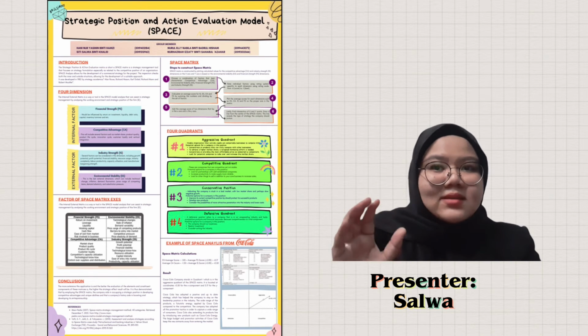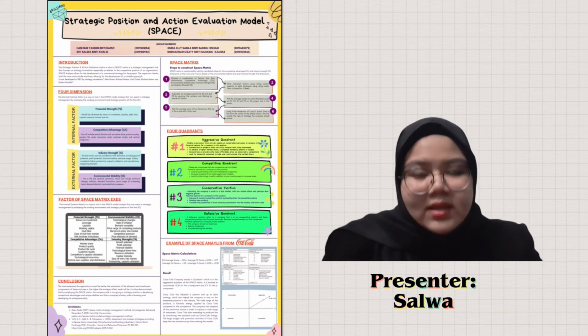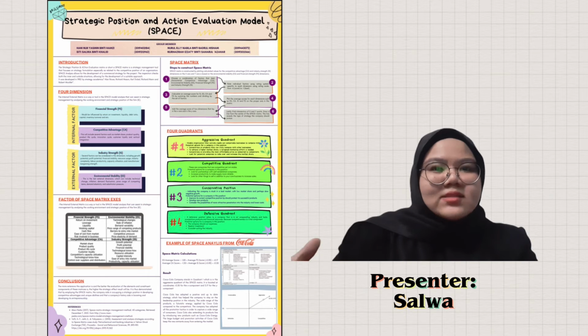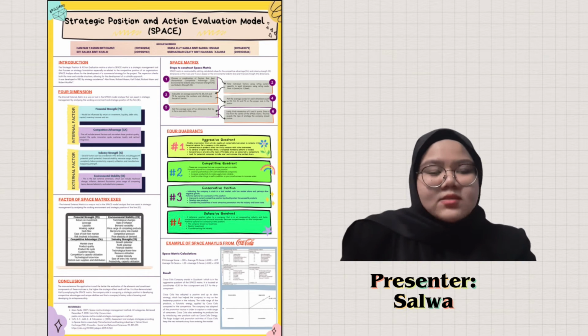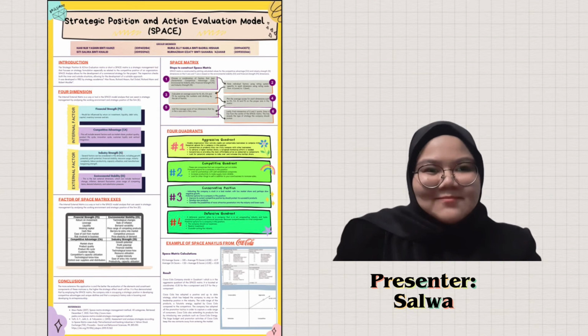So these lines reveal the type of strategy the company should pursue. So from the line, we can see which quadrant the company lies in. For more in-depth information about these quadrants, I will pass to the next presenter. Thank you.